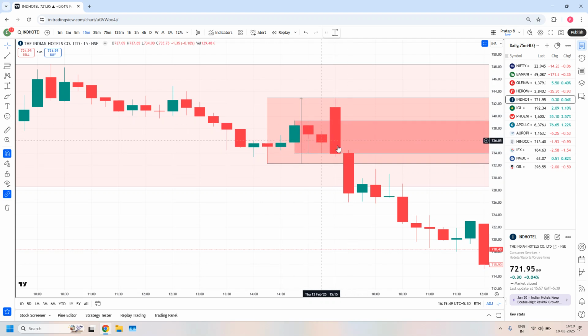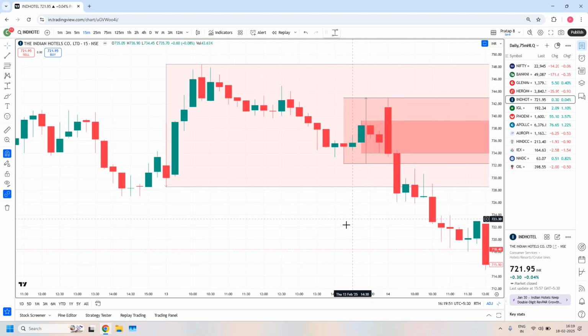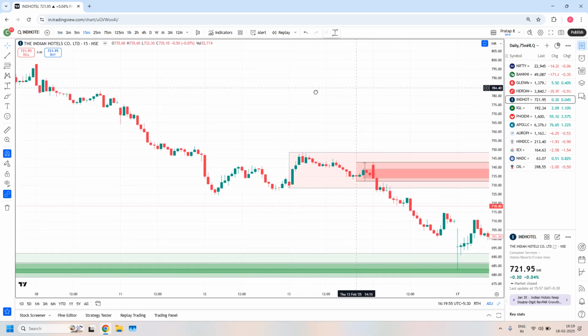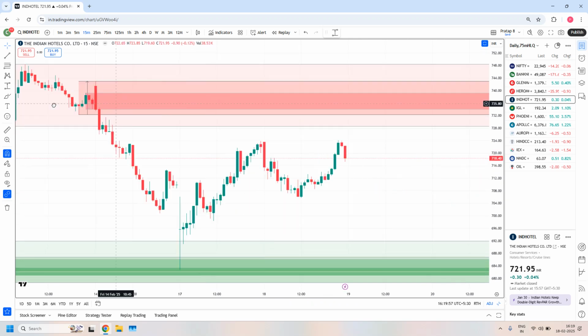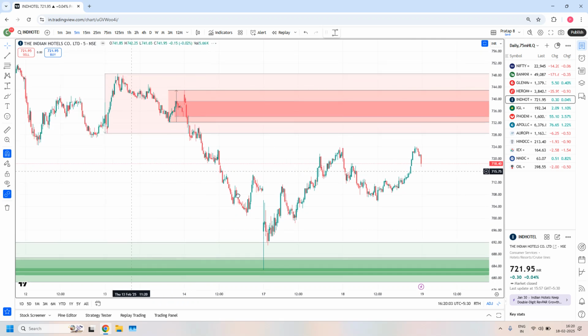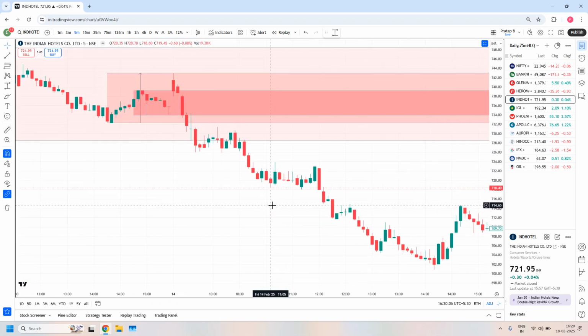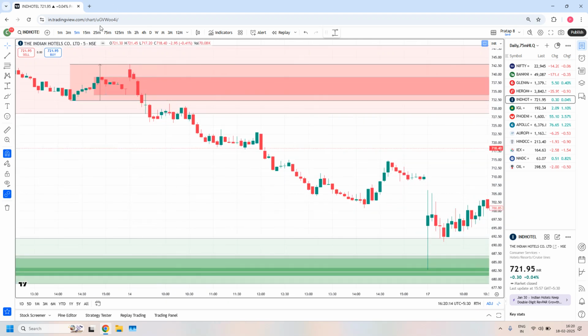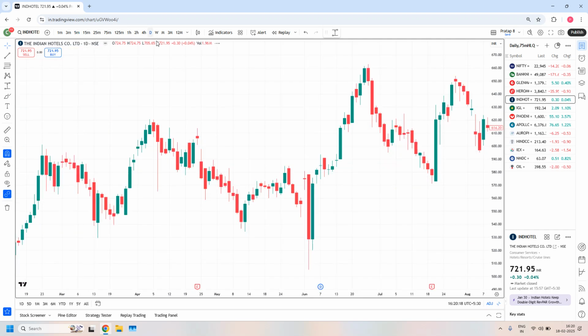So that's why for me it is not valid. Many times such kind of zones may violate also. Many times, we have seen in the past. So this is the reason why in Indian Hotels we didn't plan any trades. If there is any 5-minute aggressive trade setup related zone inside, here also the 5-minute structure is not good. Anyway, in Indian Hotels we didn't plan any trade.